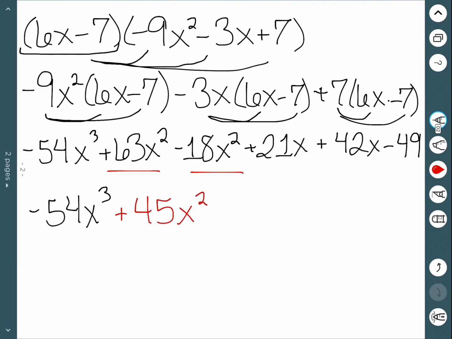Next, we'll look at the x terms. We see that we have a 21x and a 42x, and we know that 21 plus 42 is 63. And then finally, we look at our last term. We see the constant of negative 49, and there's no other constant, so we now have our answer. And this was a very long process, and we can shorten it. We don't want to have to write out each one of these steps every time. So let's try another example where we use another method to essentially do this exact same process.